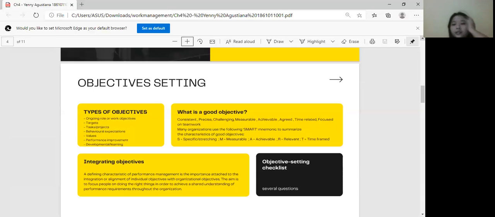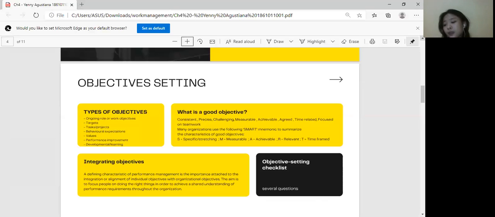Talking about the aspect of objective setting, we will learn about integrating objectives. It's a defining characteristic of performance management. The important thing attached is the integration or alignment of individual objectives with organization objectives. The aim is to focus people on doing the right things in order to achieve a shared understanding of the performance requirements toward the organization.